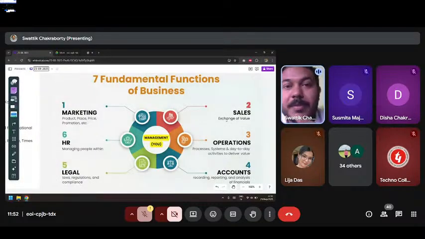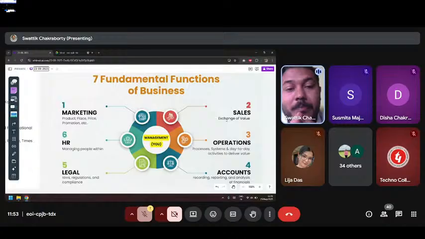Of course, we are solving a problem for a particular state or a country or a sector or a community, but you would not be able to sustain it if you are not making money out of it. So your customers have to be interested to pay. So for that, we primarily have 7 functions in any business or startup, starting with marketing.